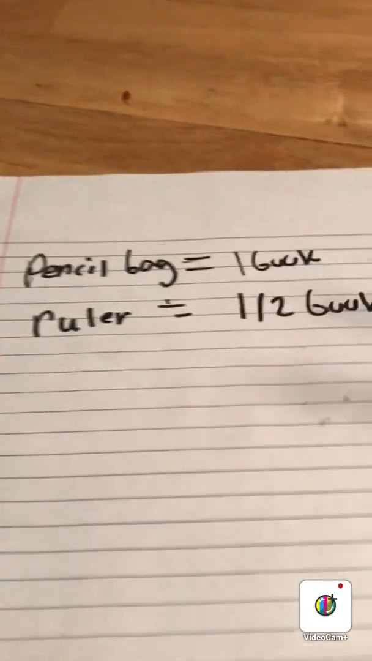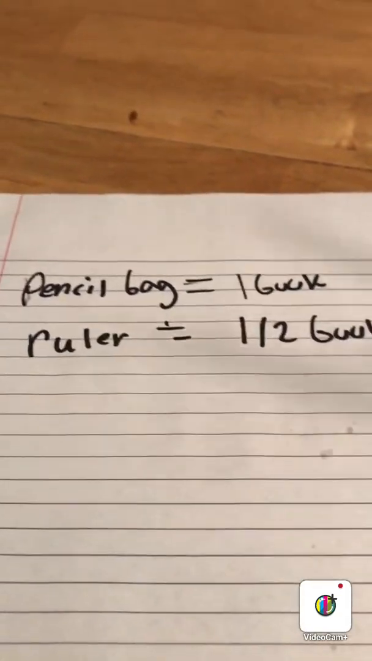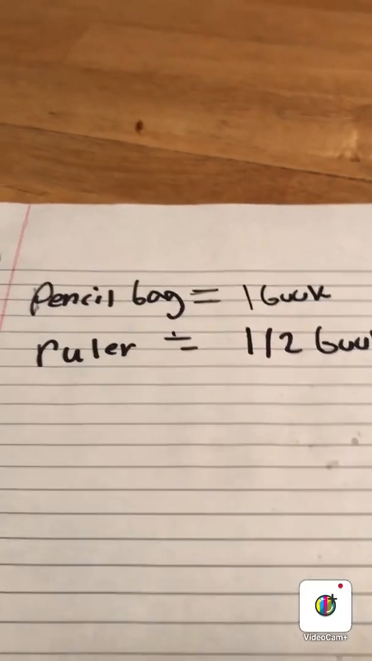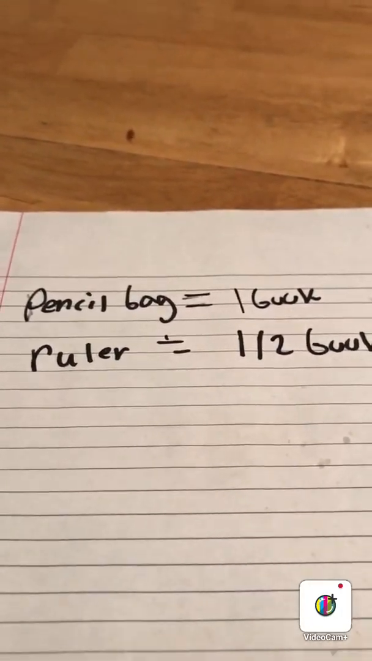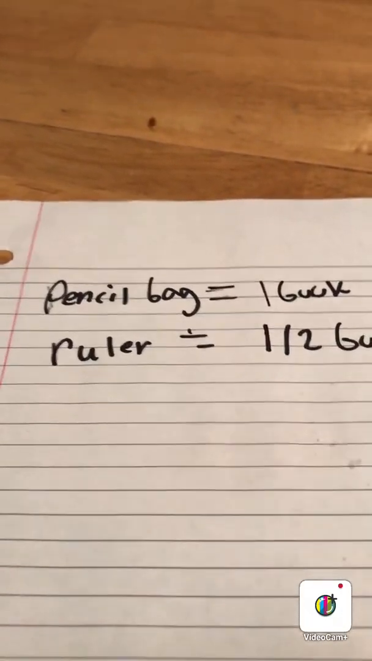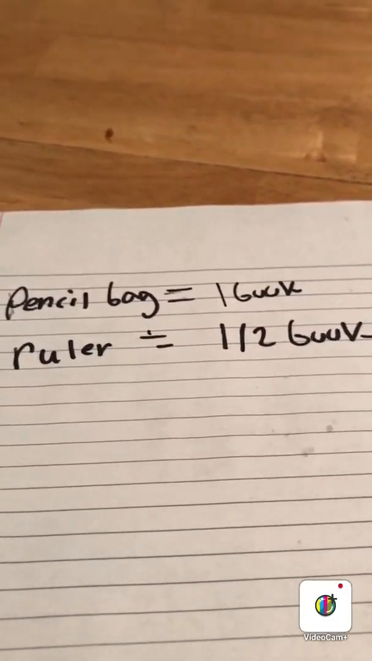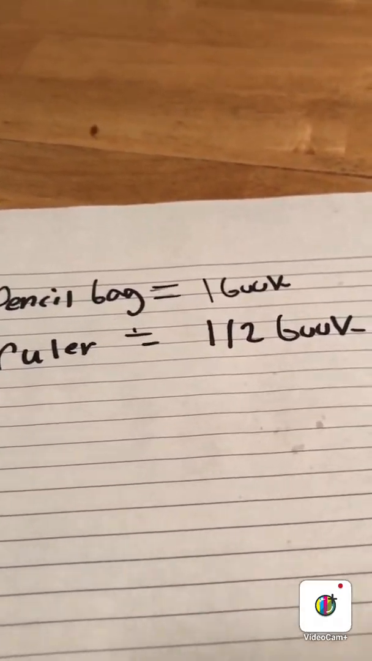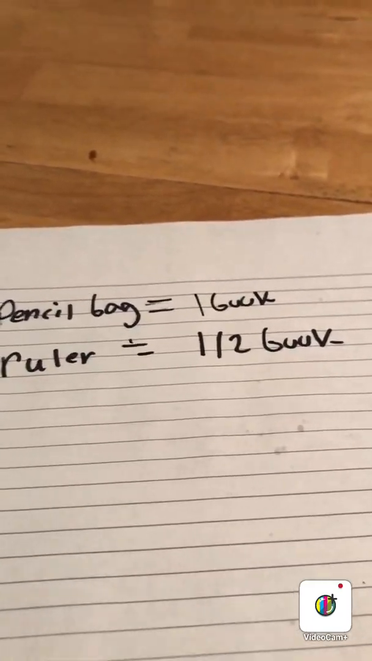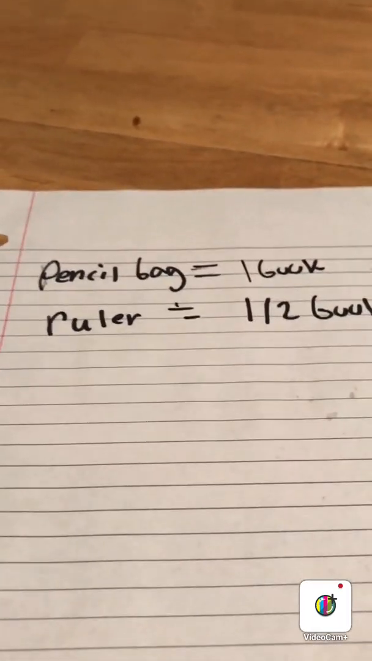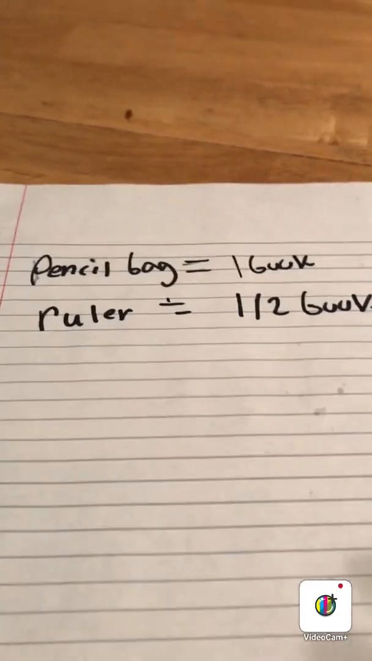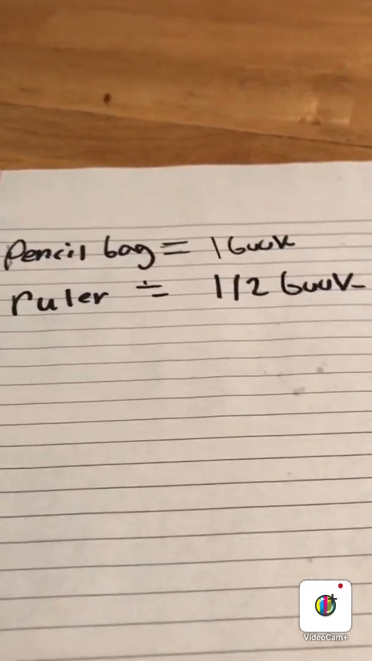We're using the books to distinguish weight. And since it's one whole book, that means it's one whole book of weight that the pencil bag weighs, and the ruler only weighs 1/2 of that. So if it weighs half the weight that the pencil bag does, that means the ruler is half the weight of a pencil bag, meaning that the pencil bag weighs more than the ruler.